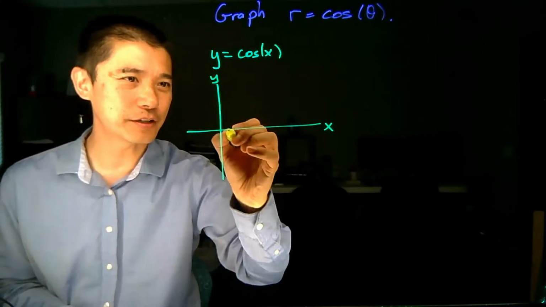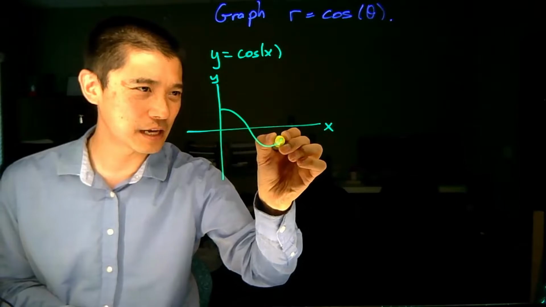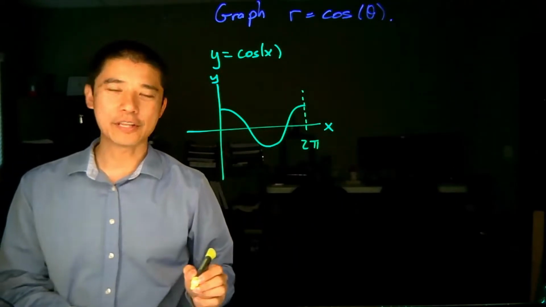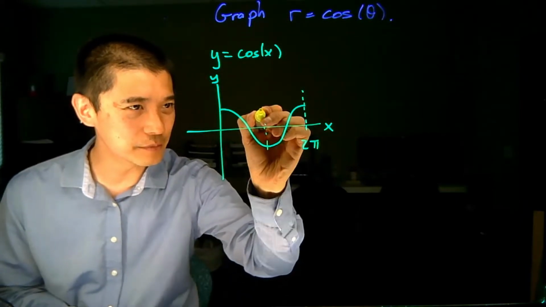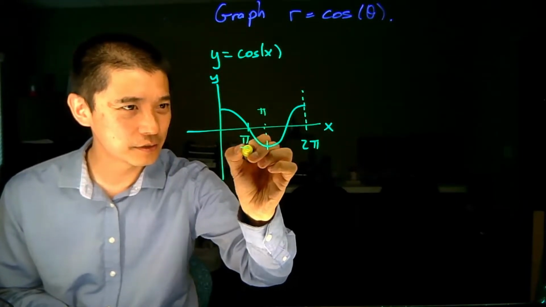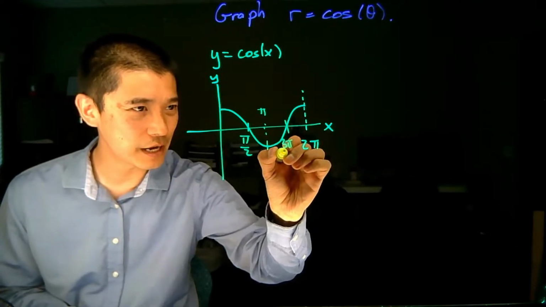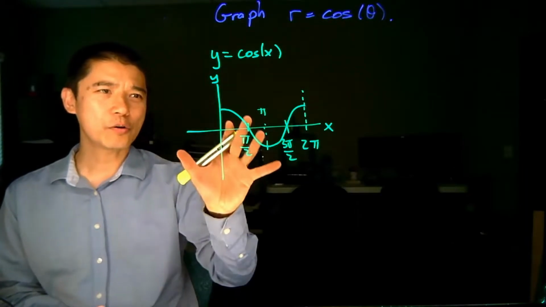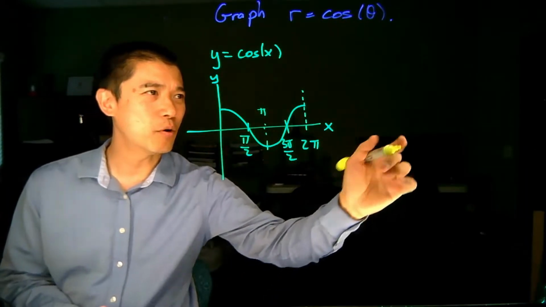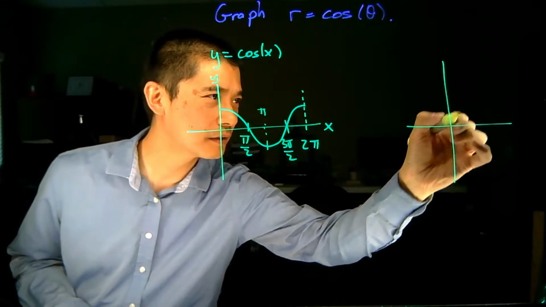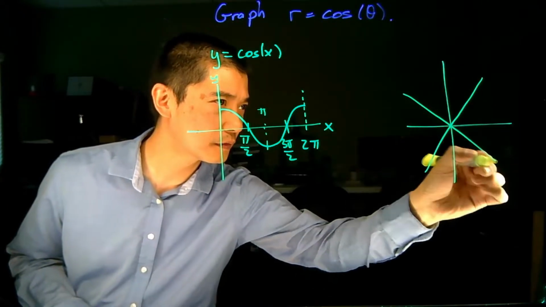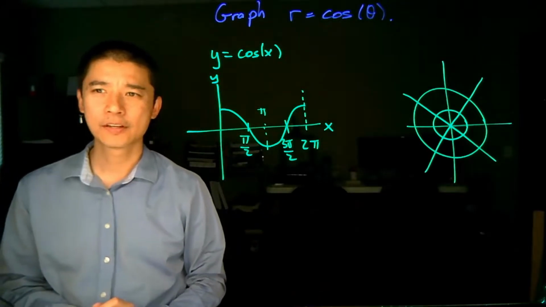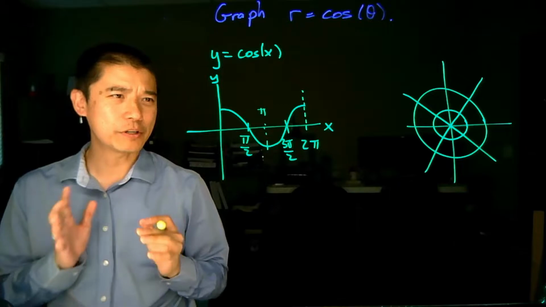So here's our x and y. Cosine starts at 1, dips down below, comes back up again. And we know that that repeats at 2 pi. We know that in the middle is pi, and then those points happen at pi over 2 and 3 pi over 2. All right, so this is the shape of the graph. Our goal is to convert this thing into something in polar coordinates, like this.